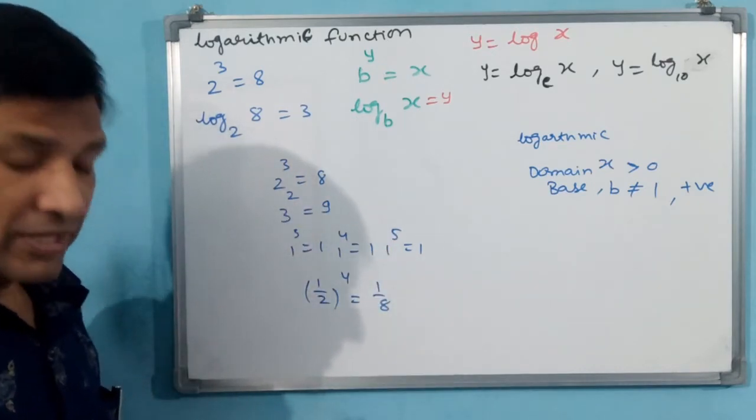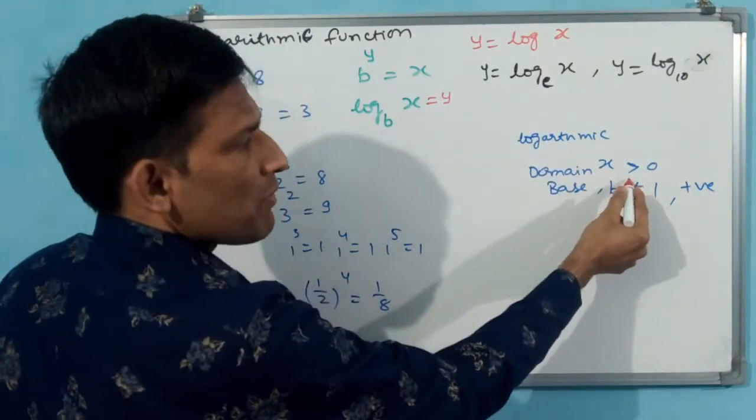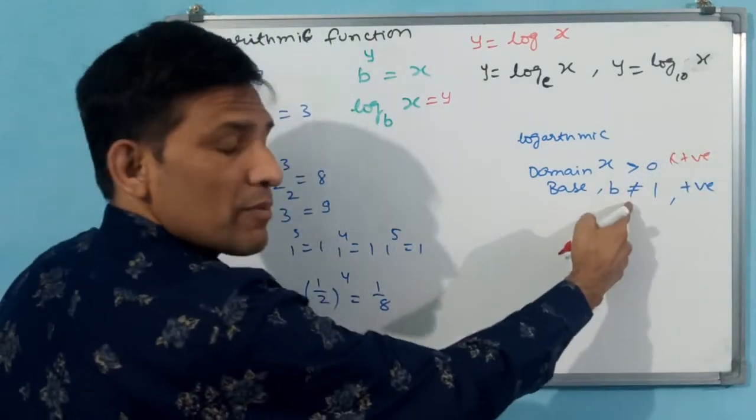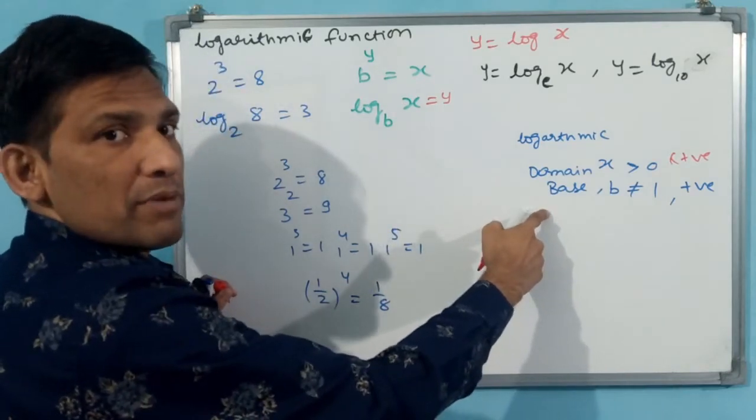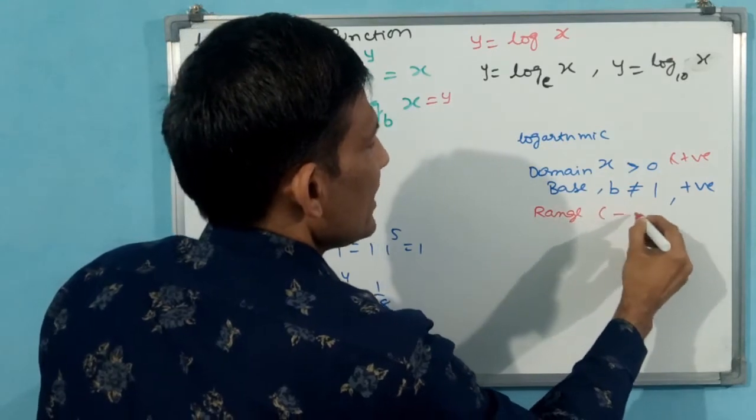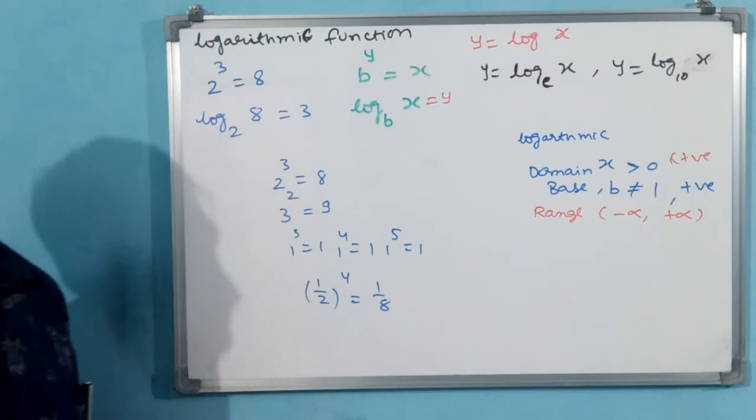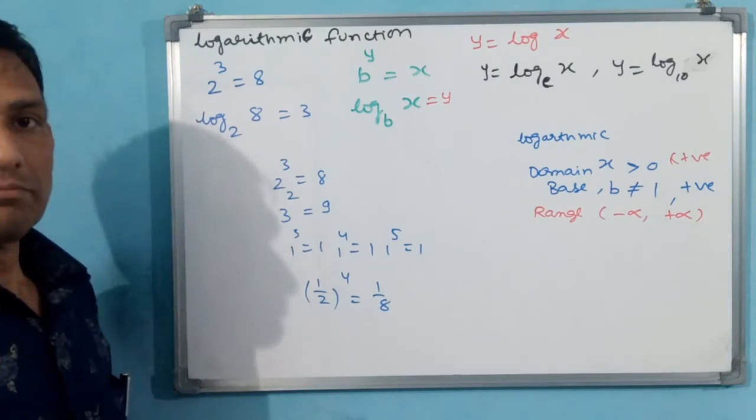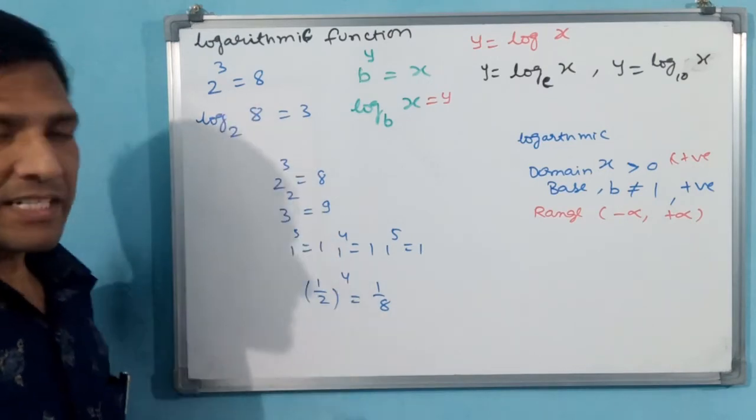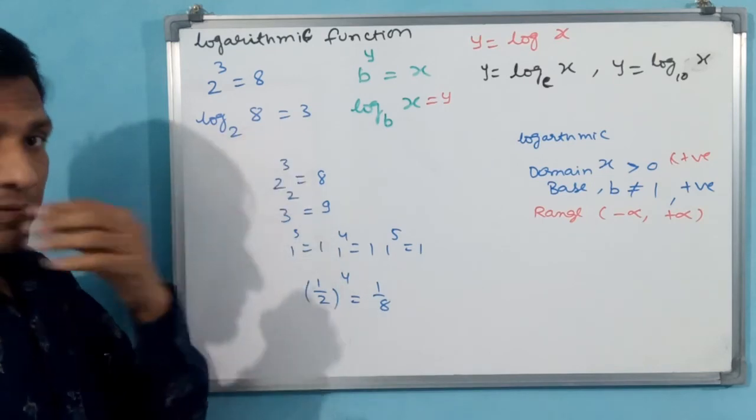Sorry, range. You see here, for the logarithmic function, the domain I have written is greater than 0, meaning positive real numbers only. The base should not be equal to 1, but always a positive real number. What is the range? Range is minus infinity to plus infinity. You understand now? With the graph we can understand it easily. First, let us understand this first. Now, do you understand this logarithmic function?